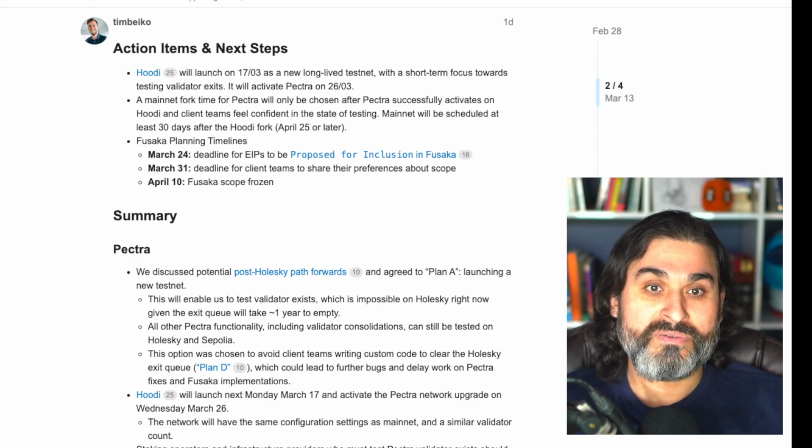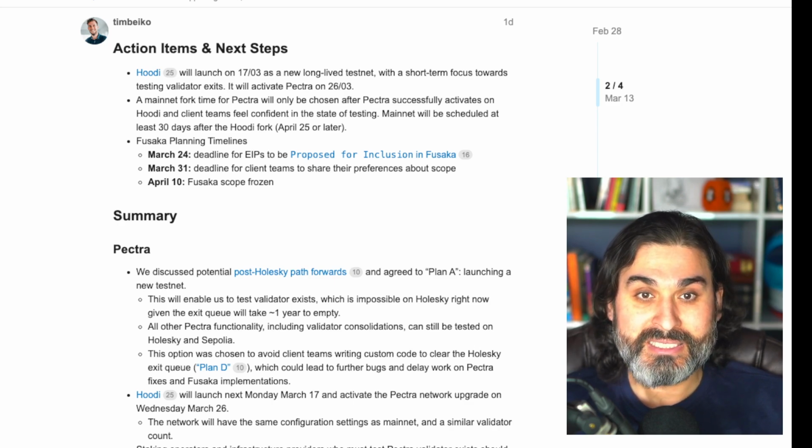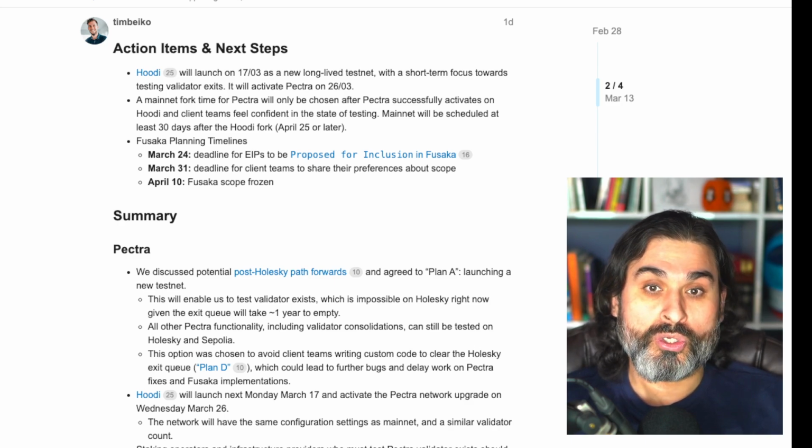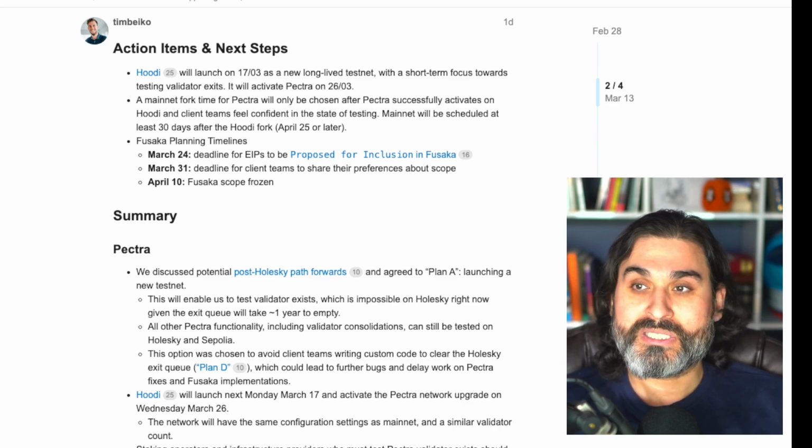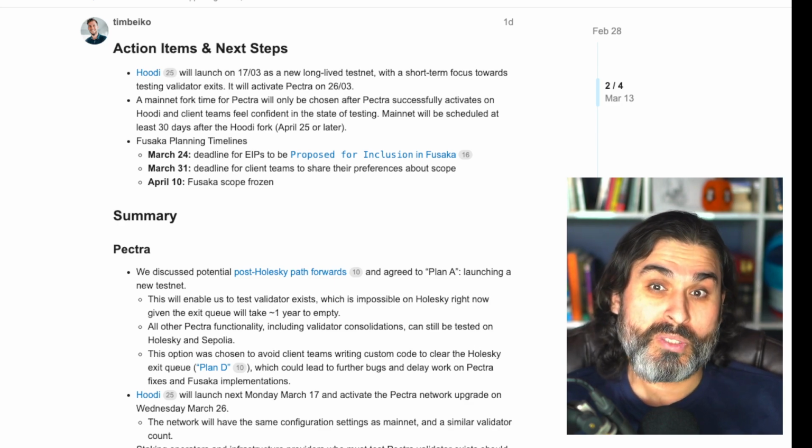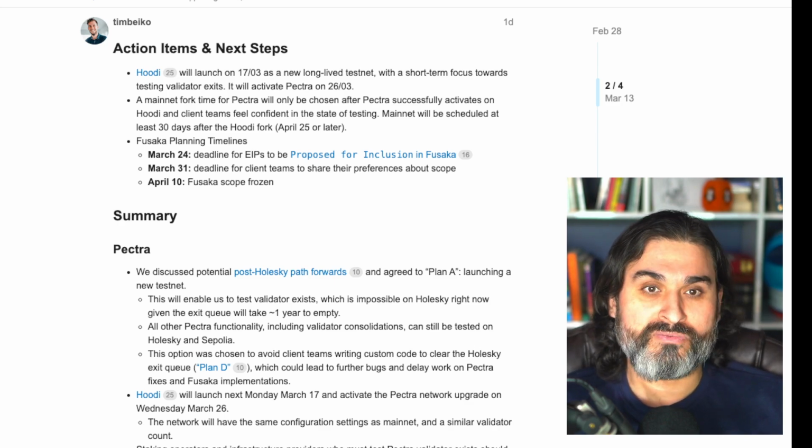It's going to have a short-term focus towards testing validator exits, and it will undergo the Pectra hard fork on the 26th of March. So in 2 weeks, well, just under 2 weeks from when Tim wrote this post yesterday. It says a mainnet fork time for Pectra will only be chosen after Pectra successfully activates on Hoodie and client teams feel confident in the state of testing. Mainnet will be scheduled at least 30 days after the Hoodie fork, so that'll be April 25th or later.